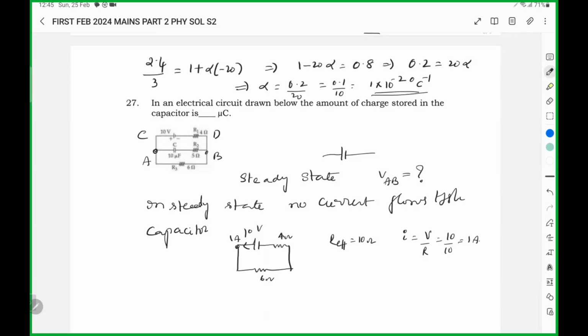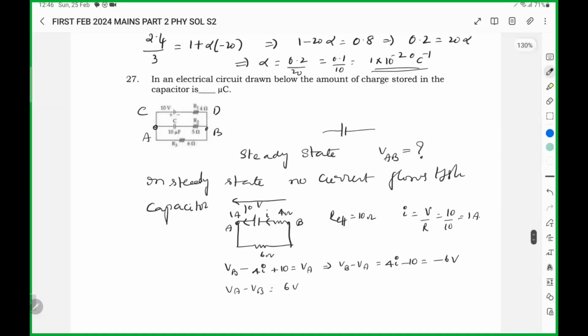And 1 ampere current flows, so the potential difference between AB: if we apply Kirchhoff's second law, VB minus 4I plus 10 here. So VB minus VA is minus 6 volts. So VA minus VB will be plus 6 volts. So between CD it is 6 volts, and between AB also 6 volts. Q becomes C into V, 10 into 6, that is 60 microcoulombs.